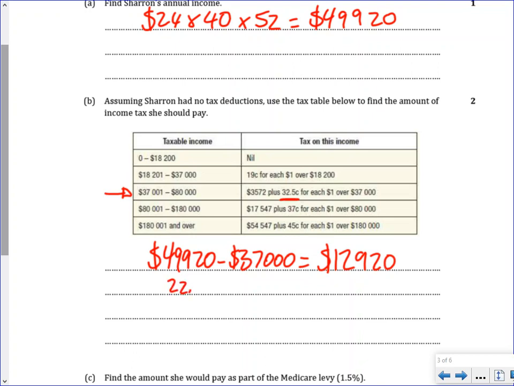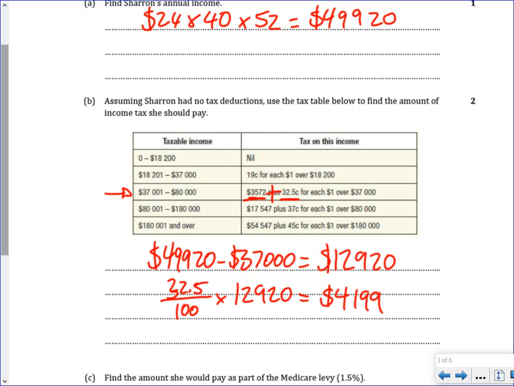So 32.5 over 100 times $12,920, which equals $4,199. And then lastly, what the rule says is it's this amount plus that amount.